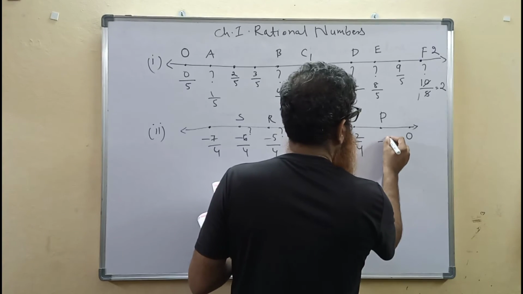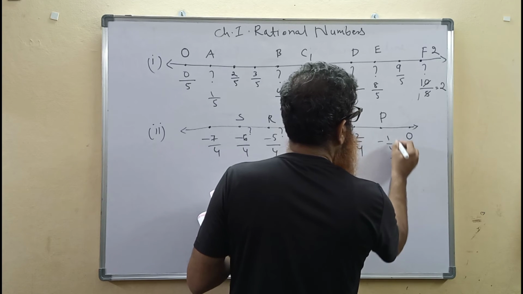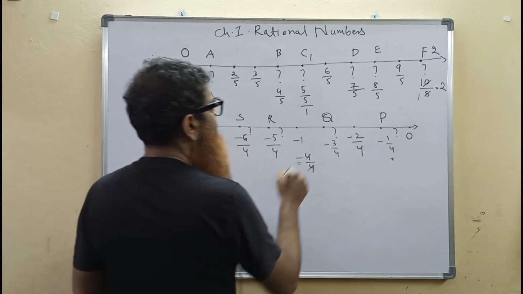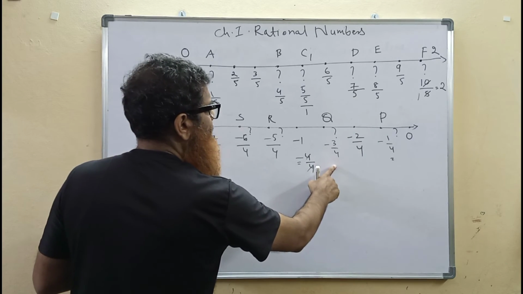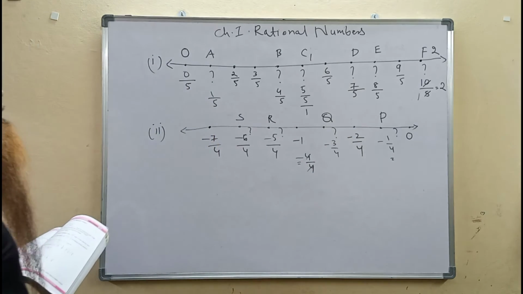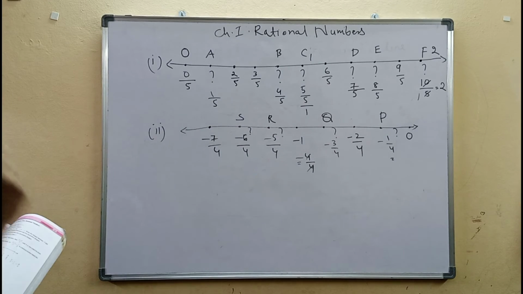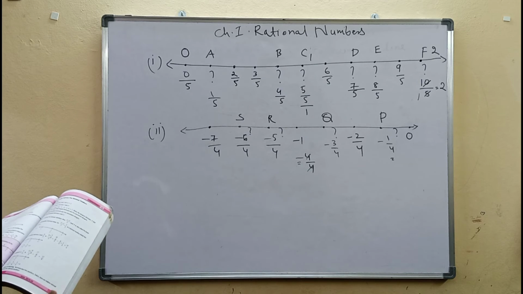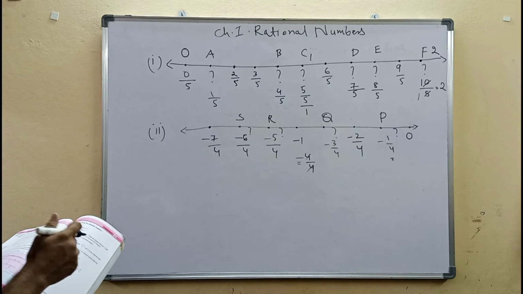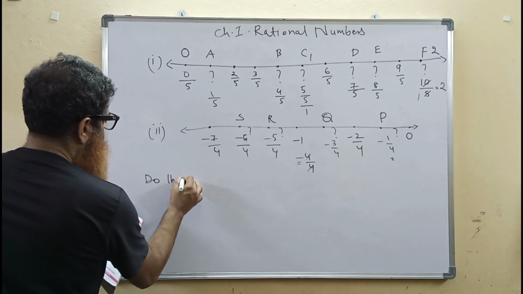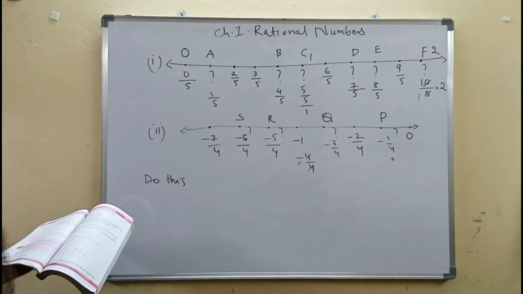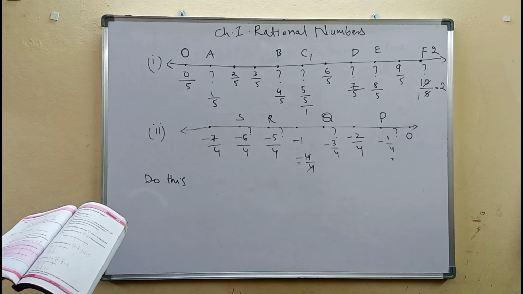Then it should be minus 1 by 4. So the numbers we needed to find were minus 6 by 4, minus 5 by 4, minus 3 by 4, and minus 1 by 4 as per the given number line and as per the labeled points on this. Then there is something to do in the last part of page number 22.